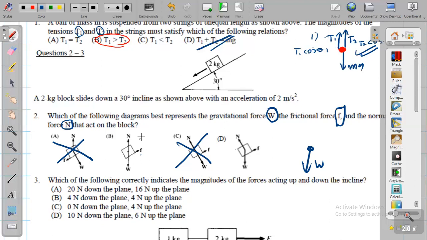This one also can be cancelled off because why? The normal reaction force is always what? Perpendicular to what? Perpendicular to the surface. This one is not perpendicular. So the answer is D.